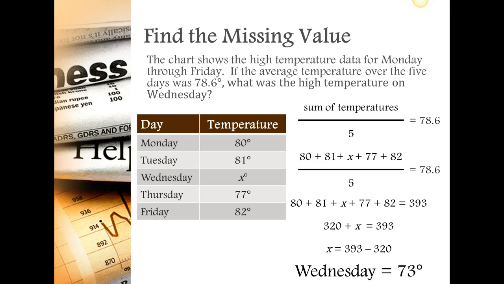You can always test this to make sure it is correct by plugging it into the table and finding the mean. If we add up the 5 values, including the 73, and divide by 5, we will in fact get our mean temperature of 78.6 degrees.